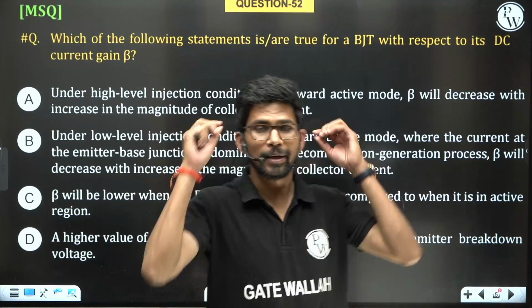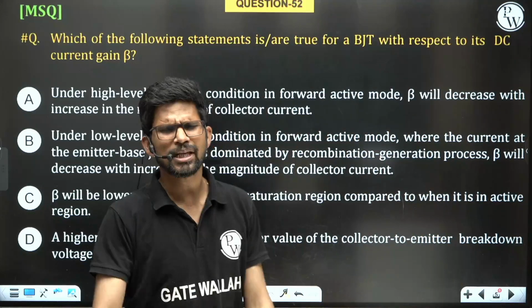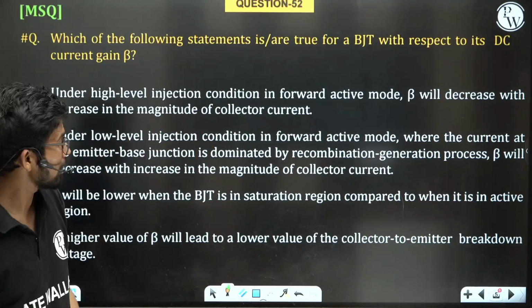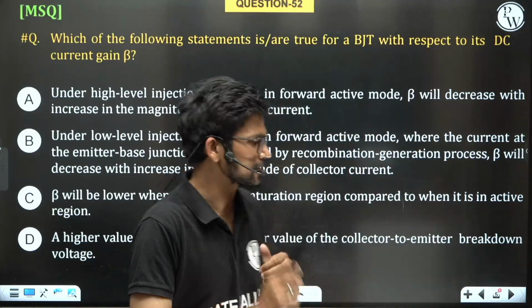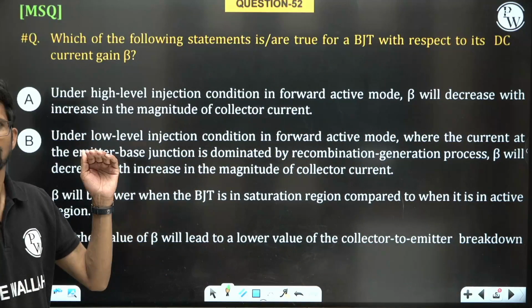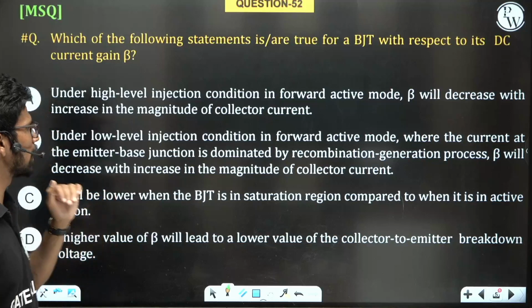This is again an MSQ question. Which of the following statements is true for a BJT with respect to its DC current gain beta? Okay, let us discuss this question. So let us find out the options one by one.